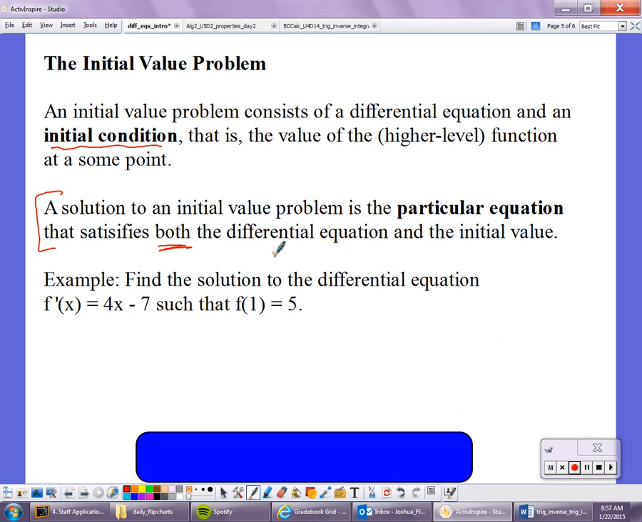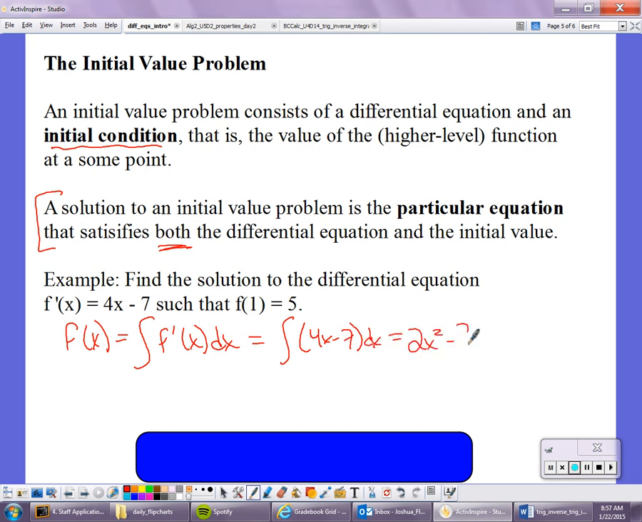Find the solution to the differential equation f prime of x equals 4x minus 7 such that f of 1 equals 5. Well, we know how to find f of x, right? And we've done this kind of thing before, just under a different name. We know f of x is going to be the antiderivative, or indefinite integral, of f prime of x. So it's going to be the antiderivative of 4x minus 7 dx, which is going to be what? 2x squared minus 7x plus c.